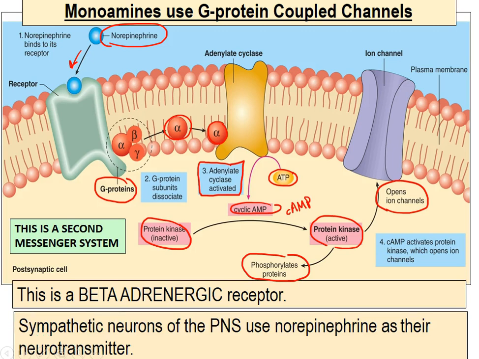And sympathetic neurons of the peripheral nervous system use norepinephrine as their neurotransmitter. So we talked about the sympathetic fight or flight response, the action of a peripheral neuron on the heart, let's say, which will then speed up heart rate.